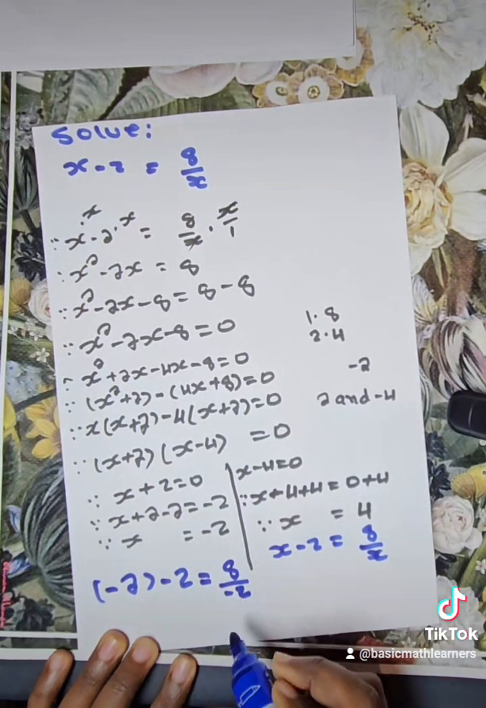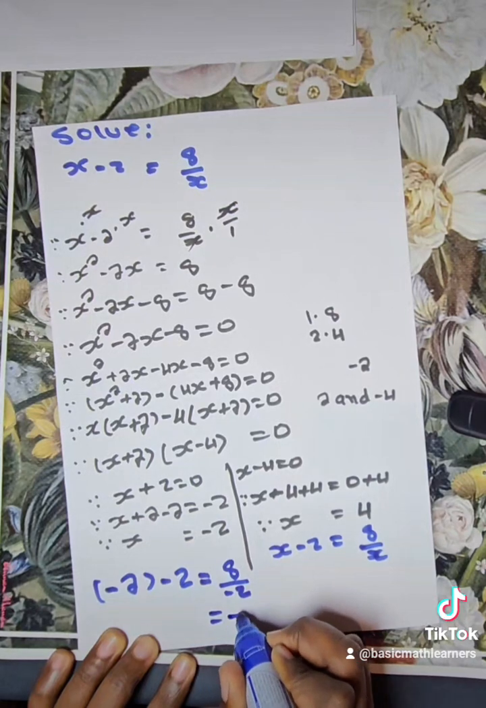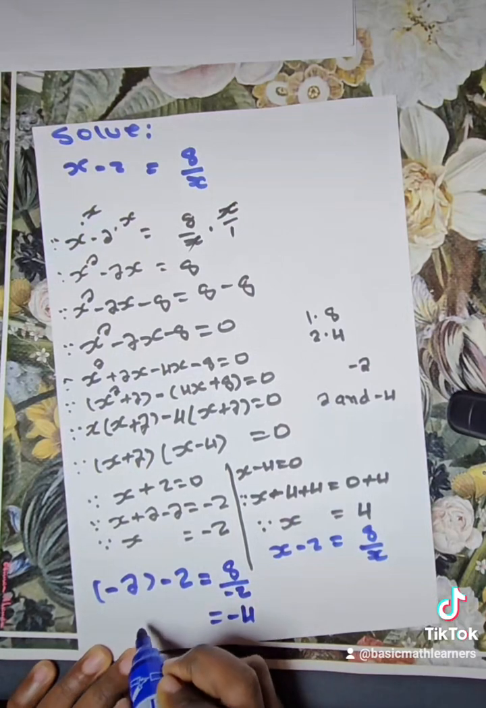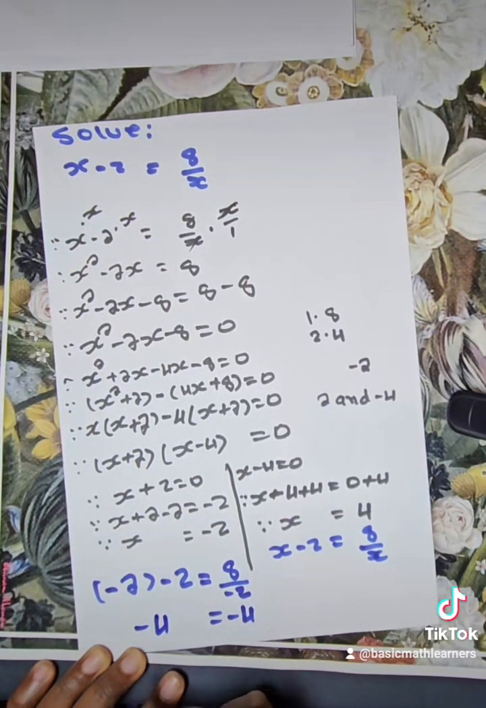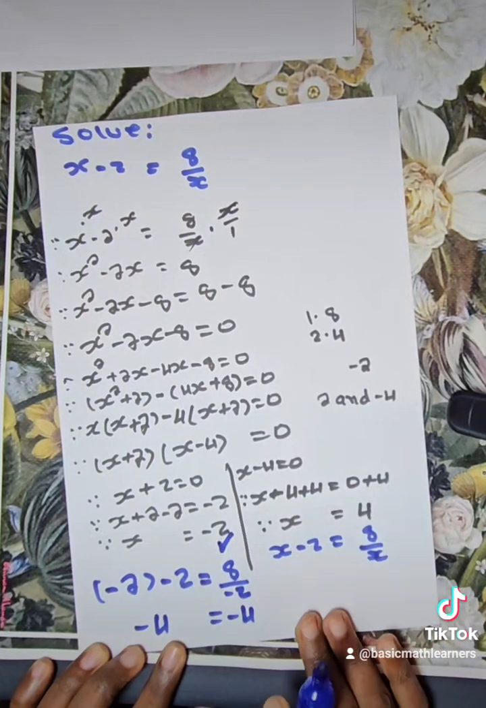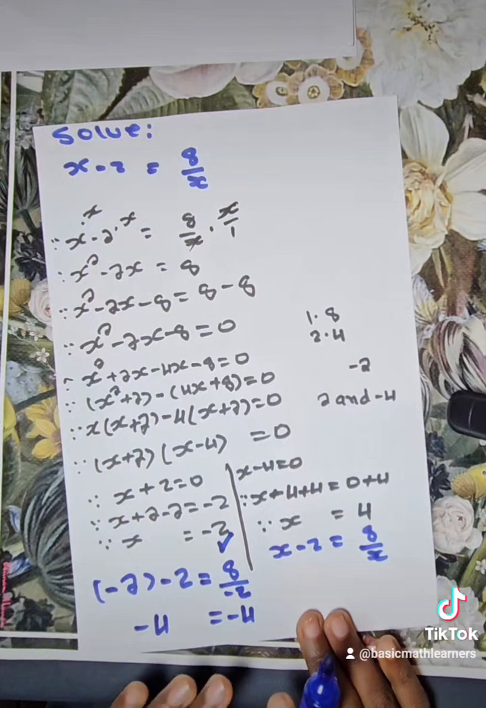Divide 8 by minus 2. The right side simplifies to -4, and the left side simplifies to -4. -4 equal to -4. Minus 2 did pass. Therefore, minus 2 is 100% valid.